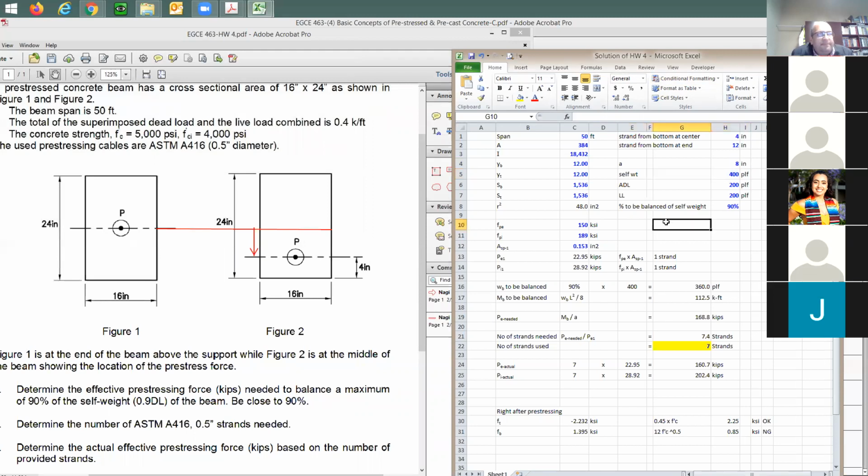Okay, great. Additional dead load and live load, it says here 400, right? So it doesn't matter, I can put it all here, I can put it all there, I put 200 here, 200 there, okay?